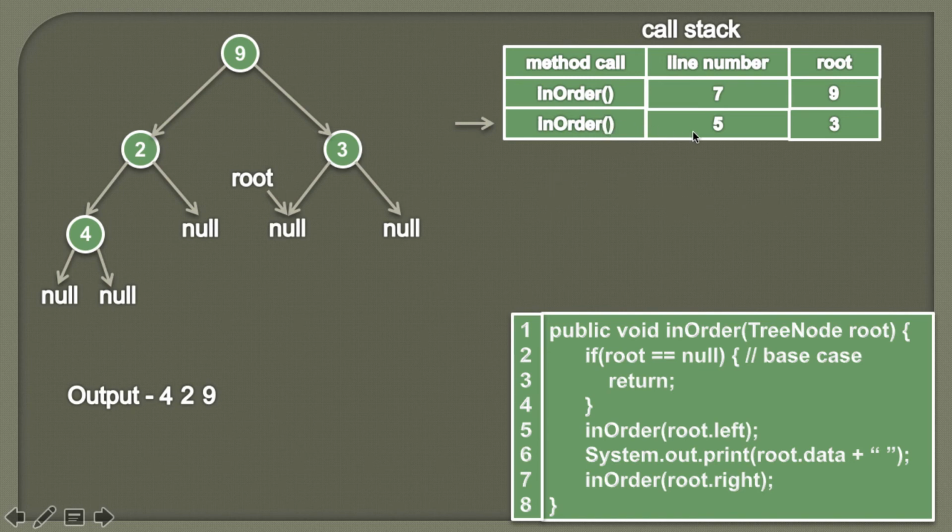And from which line do we have to start? We have to start the execution from line number 5. And we also know that when we were executing this inOrder method, root was pointing to 3. So now root will point to 3.